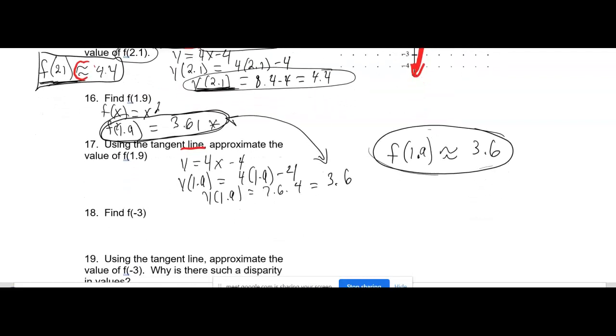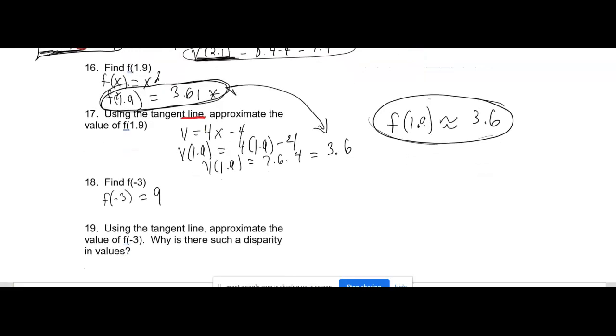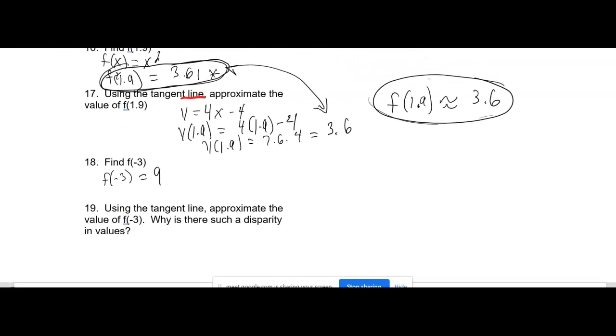Last one, 18, f of negative 3. So if I ask you what is f of negative 3, pretty quickly we would get a 9 there. That one I do know without having to wonder. So f of negative 3 is 9. 19, use your tangent line, approximate the value of f of negative 3. So if we now use our line, what's that, negative 16.